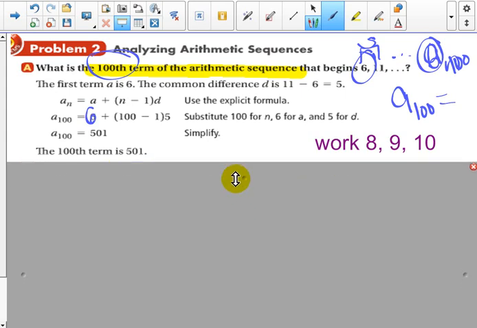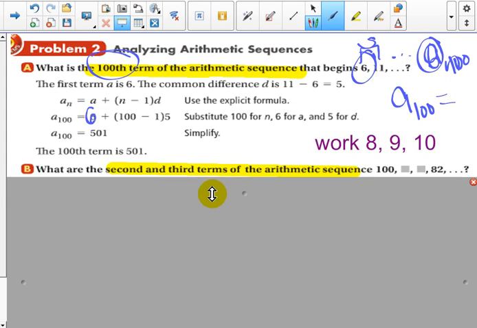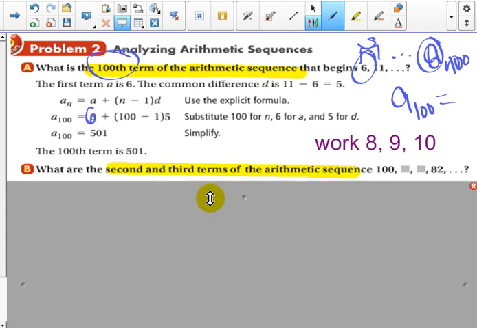Okay. Now, there's something else. 8, 9, and 10 are like that. But let me show you problem B. You will work 8, 9, and 10 this weekend, and hopefully 11, 12, and 13. So let's look at the B. This goes with 11, 12, 13.